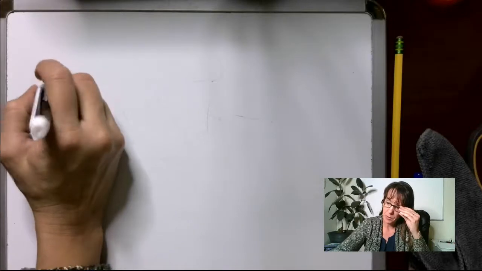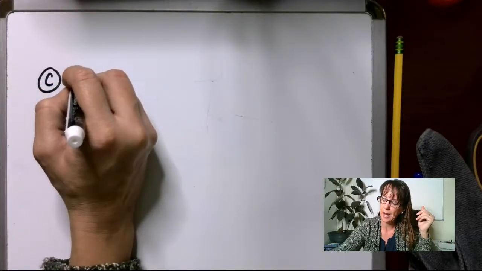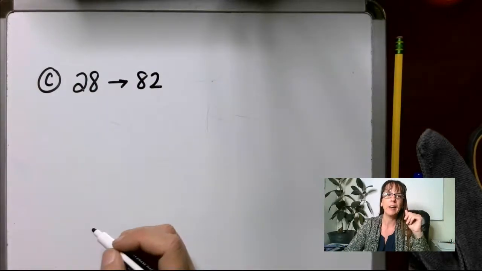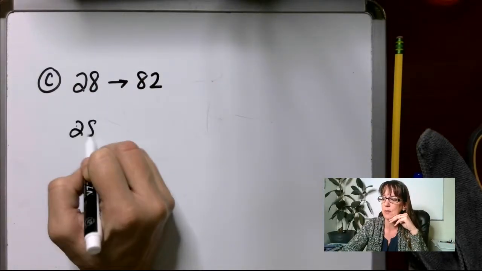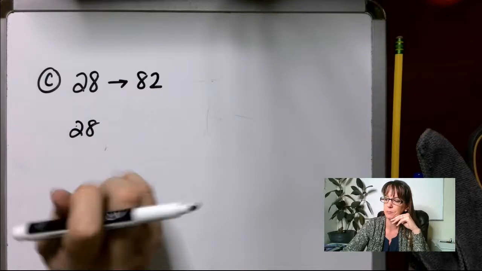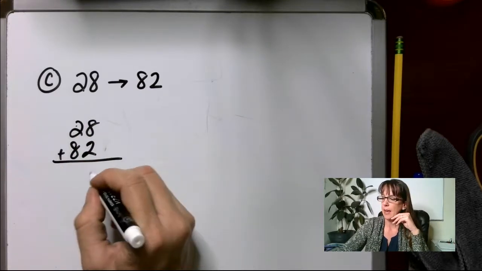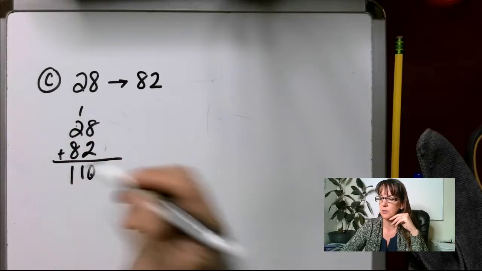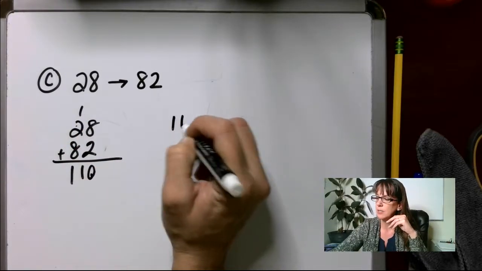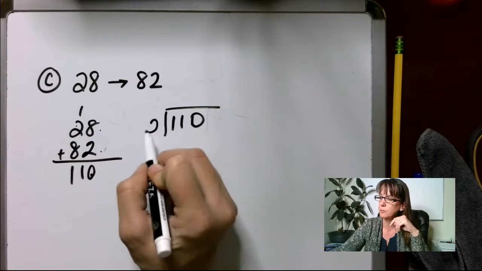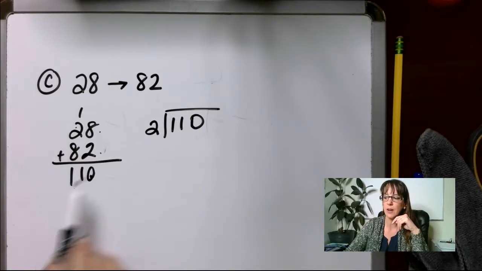Let's see about C. What number is halfway between 28 and 82? All right, well, we're going to take 28 and add it to 82. Let's do it this way, right? We get 10, carry the 1, 111. Now we need to take 111 and divide it by the number of numbers: 1, 2 numbers, 2.